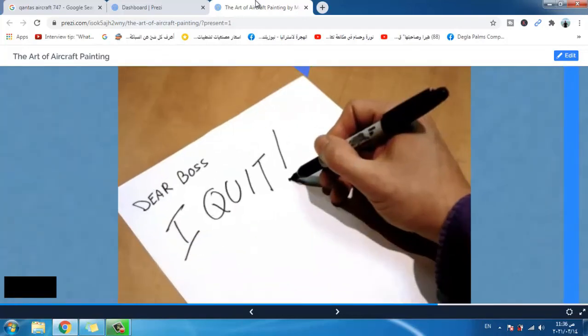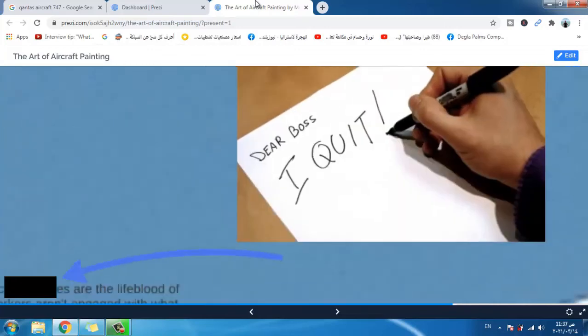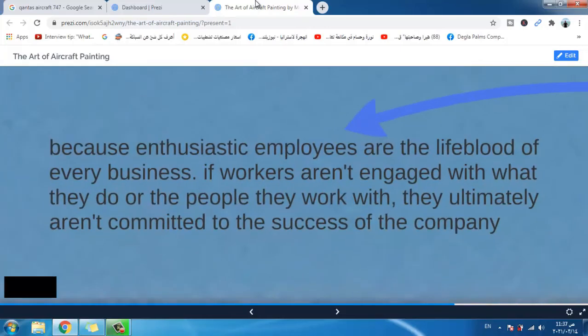that forces a lot of employees, especially ticketing staff, to quit as fast as they can, because enthusiastic employees are the lifeblood of every business. If workers are not engaged with what they do or the people they work with, they ultimately are not committed to the success of the company.